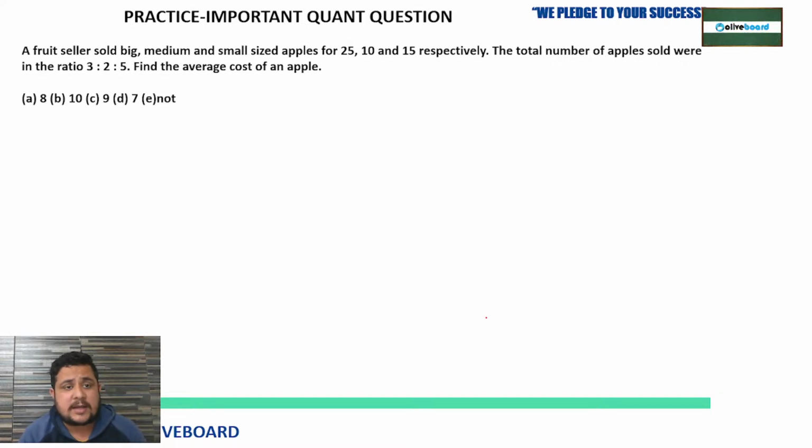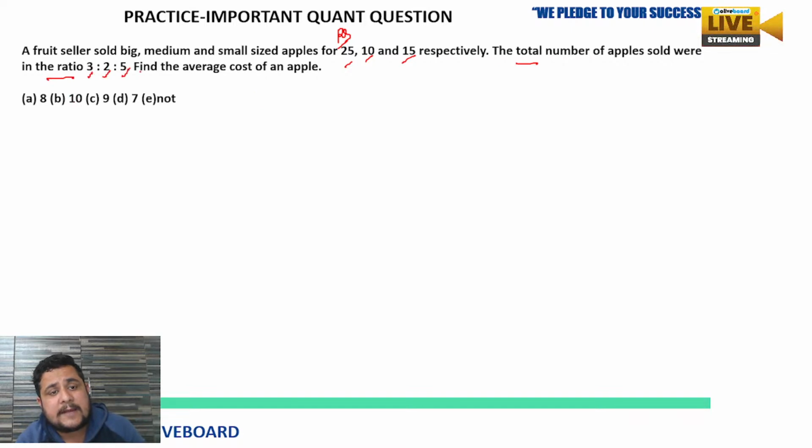So the first question is: a fruit seller sold big, medium, and small sized apples for rupees 25, 10, and 15 respectively. The total number of apples sold were in the ratio 3, 2, and 5. Find the average cost of an apple. The options are rupees 8, rupees 10, rupees 9, rupees 7, or none of these. So are you getting my point? Solve it. It belongs to your average chapter.